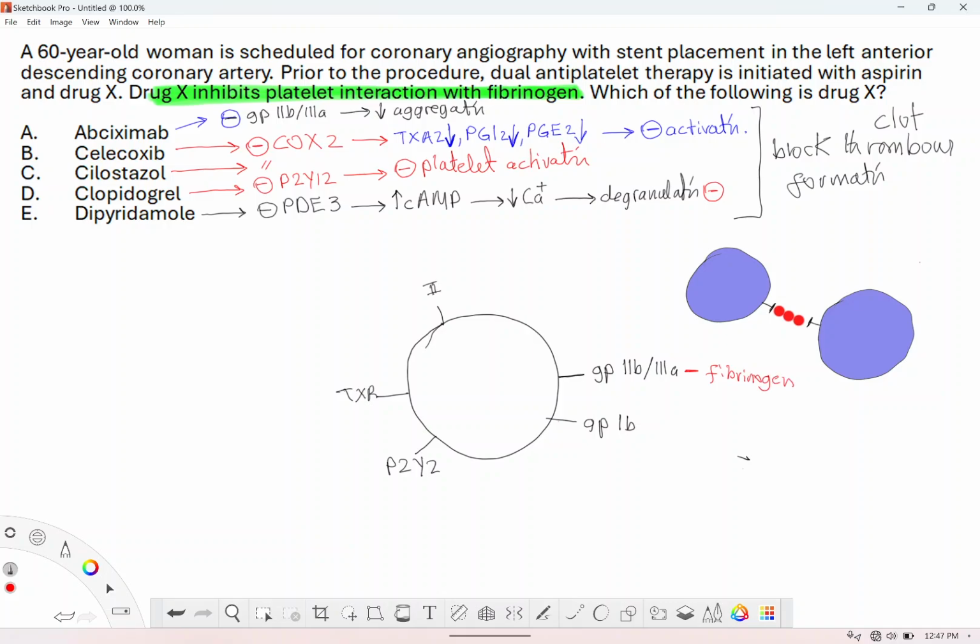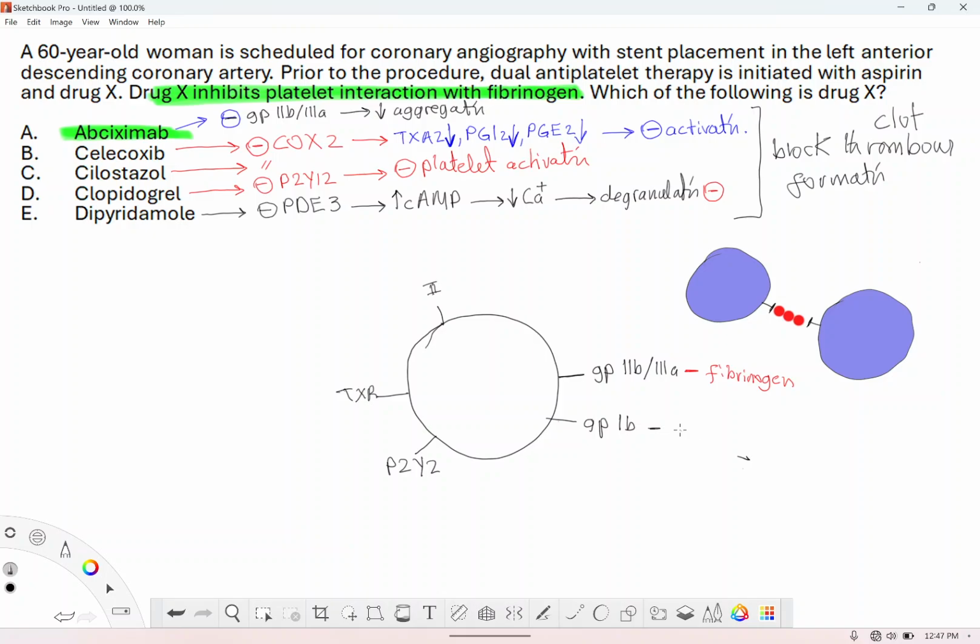Fibrinogen binds glycoprotein 2b3a. Good. So that's done. So this is involved in platelet aggregation. And our answer choice, remember that abciximab is the one that involves glycoprotein 2b3a inhibition or blockage, therefore decreasing platelet aggregation by attachment of fibrinogen. So that's our answer. The rest of them are not our answers. But let's go through the rest of them to see if we understand them.